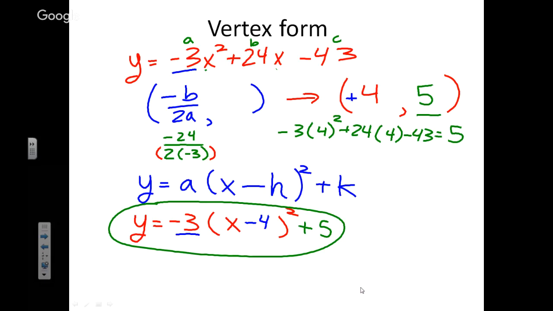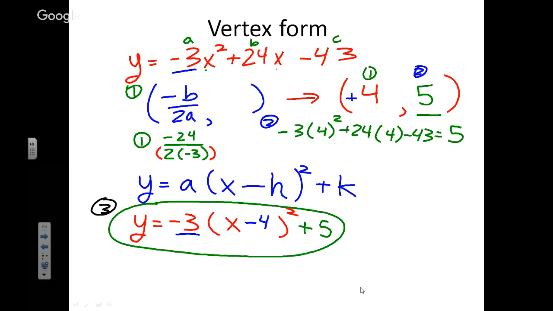Just to recap, steps on this: step 1 is to find the first part of my vertex. This is all kind of step 1. And then step 2 is to plug that thing in. And then step 3 is to kind of put it all in this.